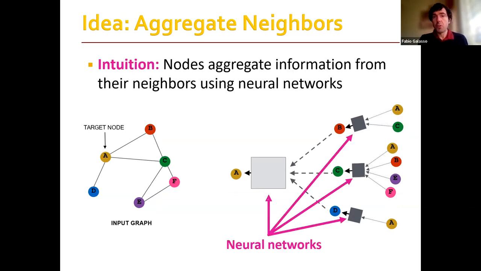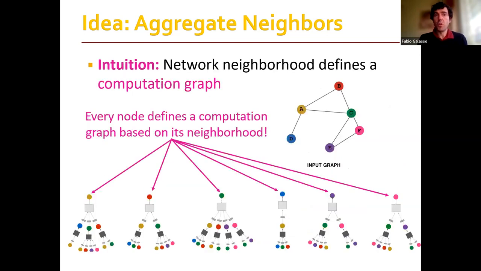Now, where are the neural networks? Well, these are in the aggregation of the messages that are coming from the neighbors. And the neighbors define the computation graph. So defining the neighbors of a node means defining the graph, and that's also how you do the forward, so passing the messages, and then back propagation.